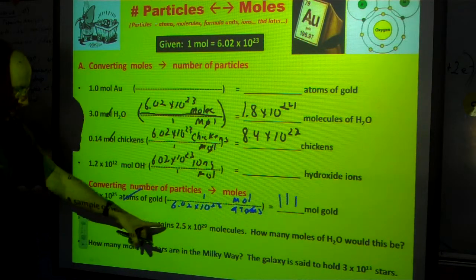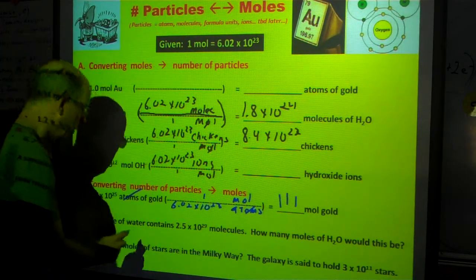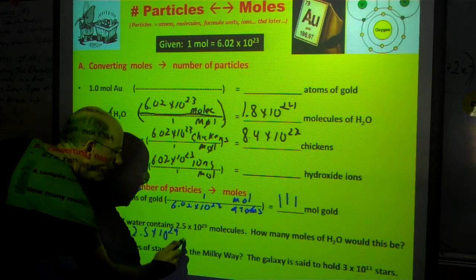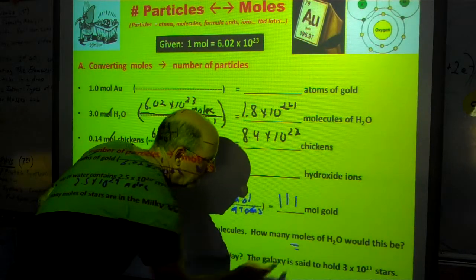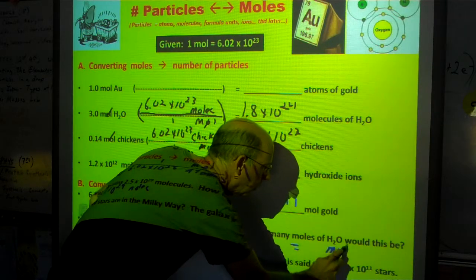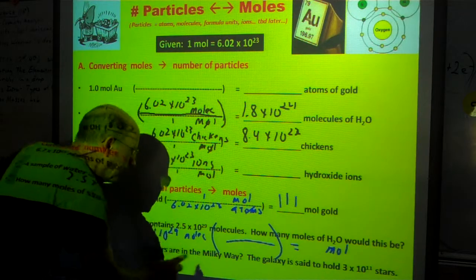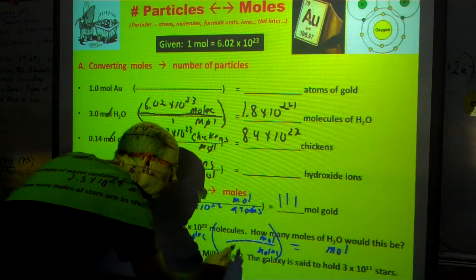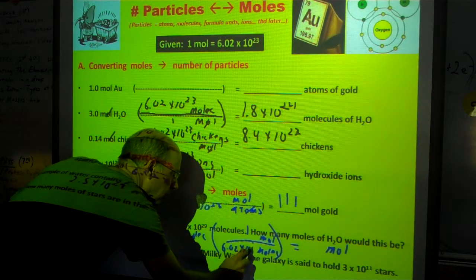Here's another problem. It says a sample of water has this many molecules, that many particles. How many moles is this? So you write down 2.5 times 10 to the 29th molecules, M-O-L-E-C. Save some space, equal sign. We want to get moles. We need a conversion factor right there. We want to get rid of molecules, M-O-L-E-C, and we want to get moles, M-O-L. 1 mole is equal to 6.02 times 10 to the 23rd.